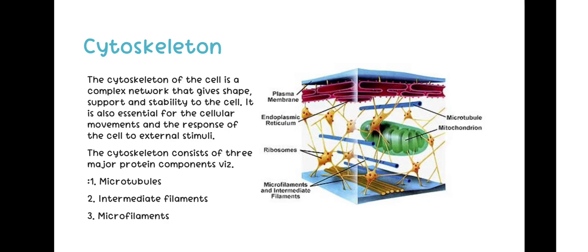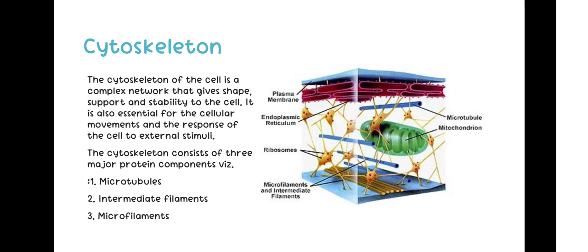Next, the cytoskeleton. From the word we can get some idea: skeletal means a framework that gives strength. The cytoskeleton is the skeleton present inside the cell. It is a complex network that gives shape, support and stability to the cell. It is also essential for cellular movement and the response of the cell to external stimuli. If there is an external force or stimulus on the cell, the cytoskeleton helps it respond.